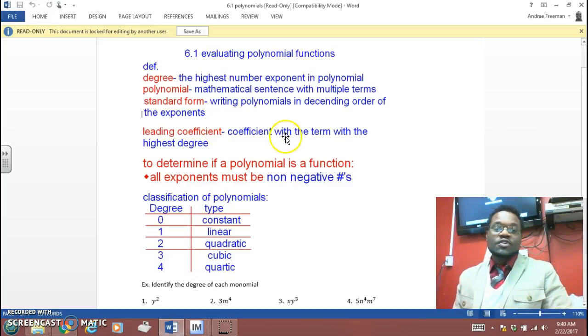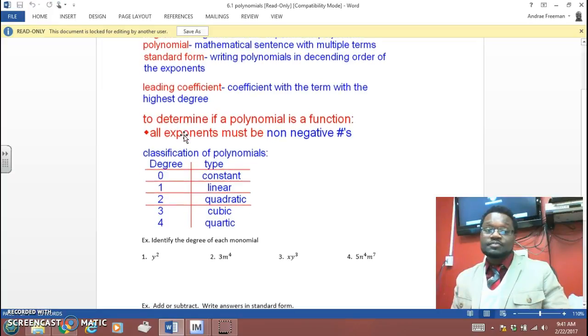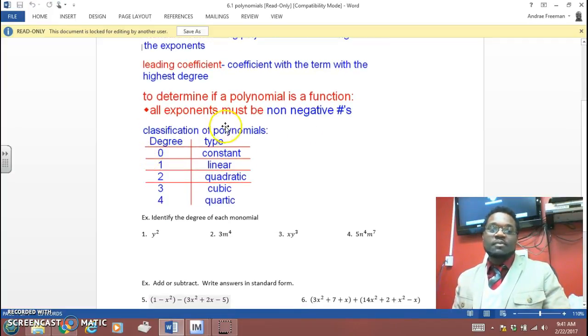The leading coefficient is the coefficient of the term with the highest degree. So it's not always the first one. It's the coefficient that's with the term that has the highest degree, or the biggest exponent. To determine if a polynomial is a function, all exponents must be non-negative numbers. So that's pretty simple. All right, so how do we classify them?